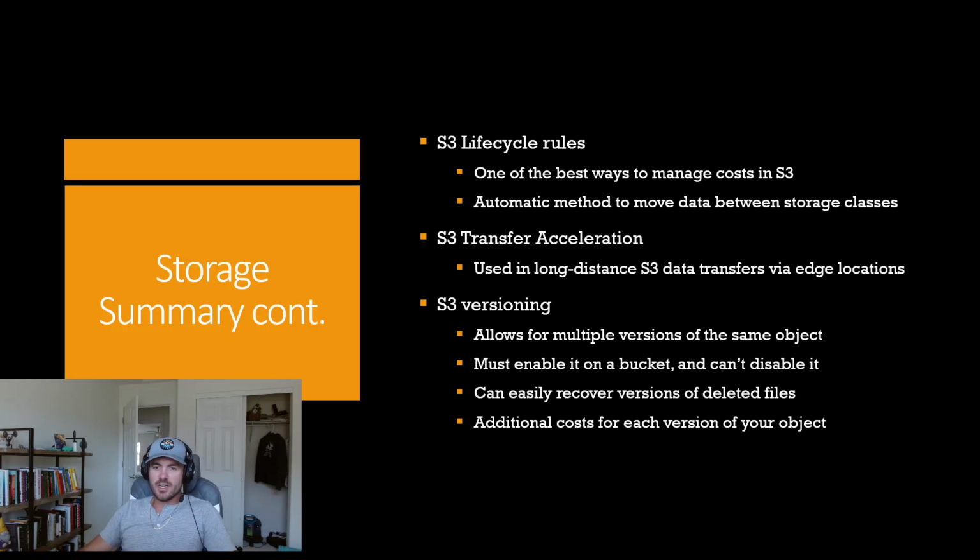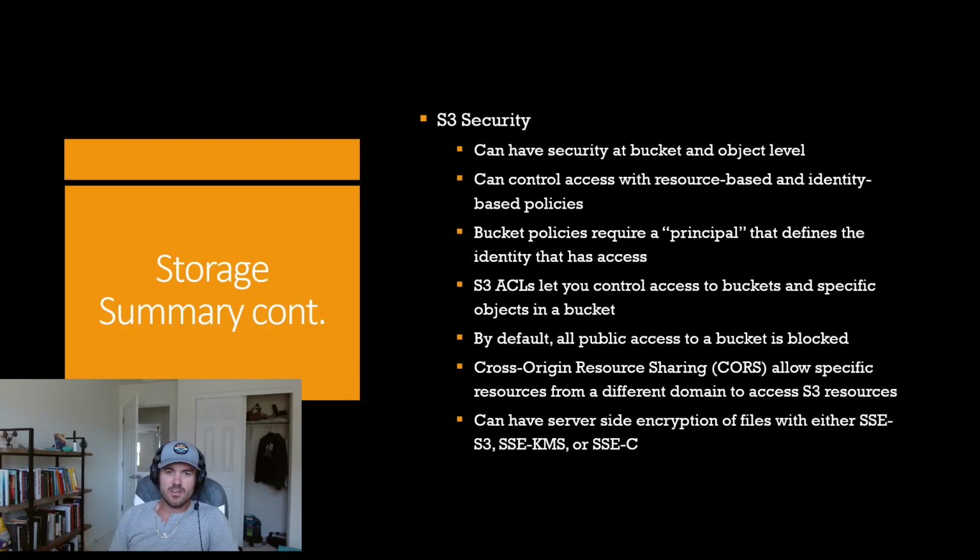S3 versioning allows for multiple versions of the same object. It's important to note that you need to enable it on a bucket, and then once it's enabled, you can't disable it, you can only suspend it, okay? It allows you to easily recover versions of deleted files because you're basically storing the same file, but different versions of it, obviously. But because you are storing different versions of the same object, it's like having multiple objects technically, so you're going to pay for those extra versions, okay?